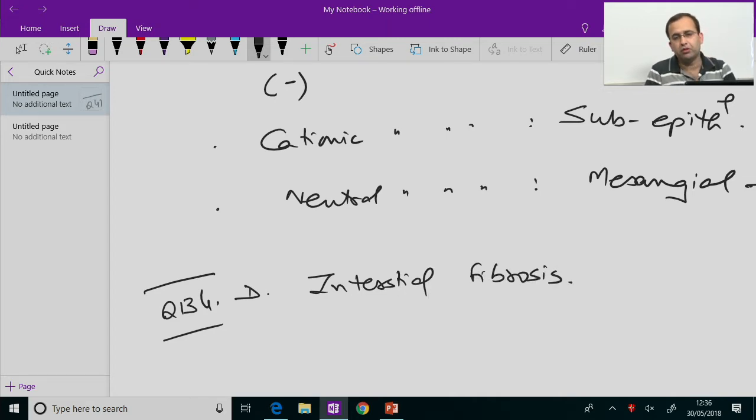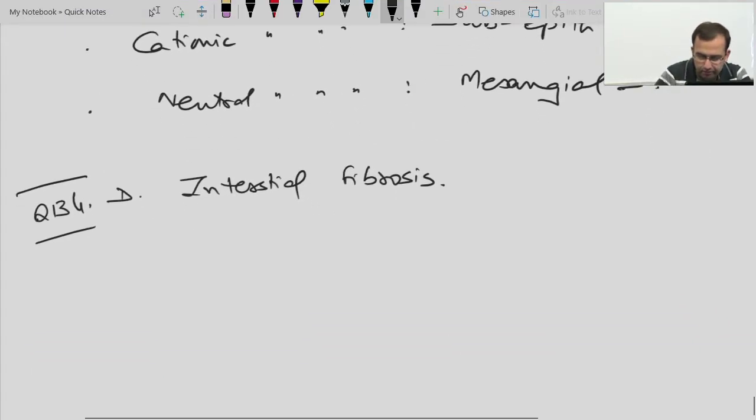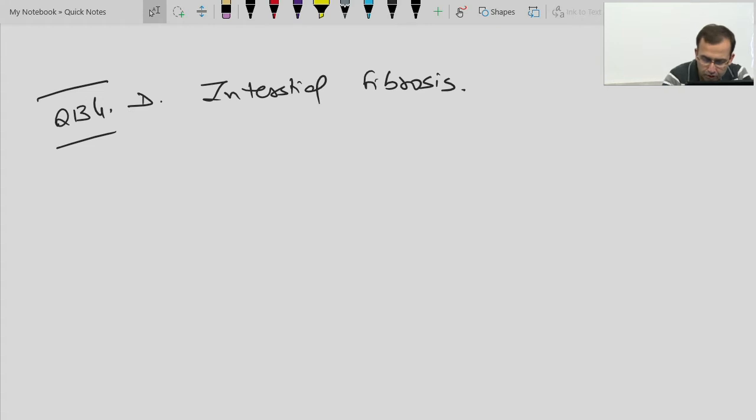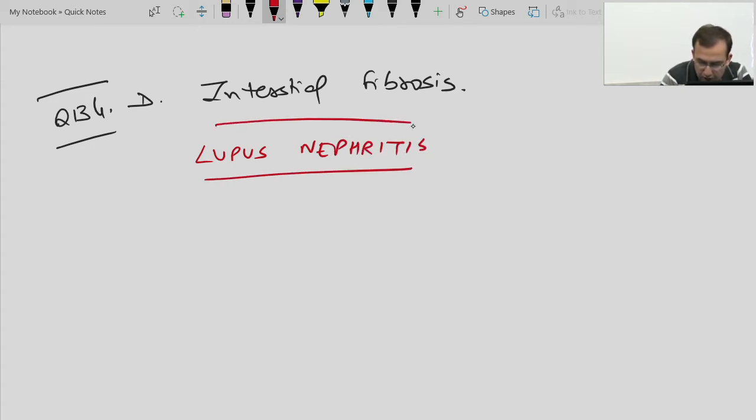Interstitial fibrosis. Let us see this in more detail. Starting with lupus nephritis, let us see its main points and then we go on to the acute and the active and the chronic parts. Starting with lupus nephritis, it has 6 classes, class 1 to class 6.